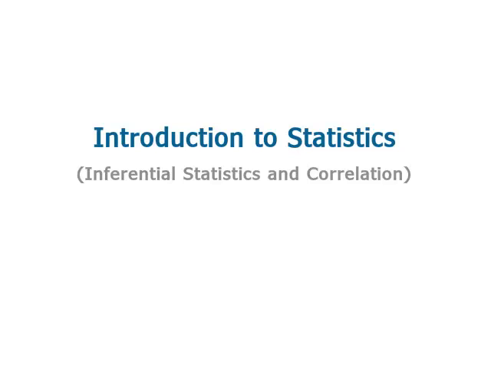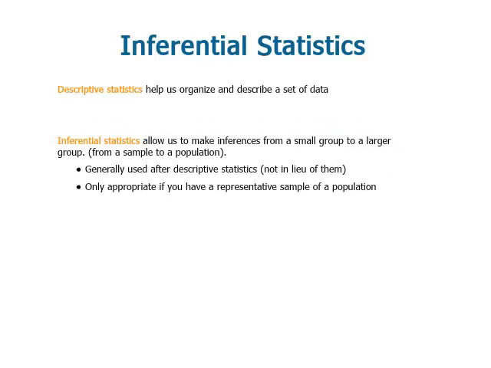This is an introduction to inferential statistics and correlation. Just as a reminder, descriptive statistics help us organize and describe a set of data. Inferential statistics allow us to make inferences or predictions from a smaller group to a larger group, from a sample to a population. Generally, inferential statistics are used after descriptive statistics, not instead of descriptive statistics.